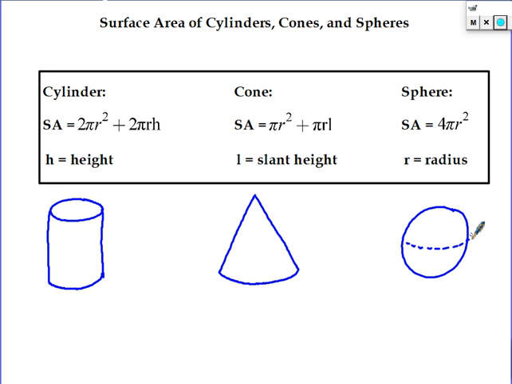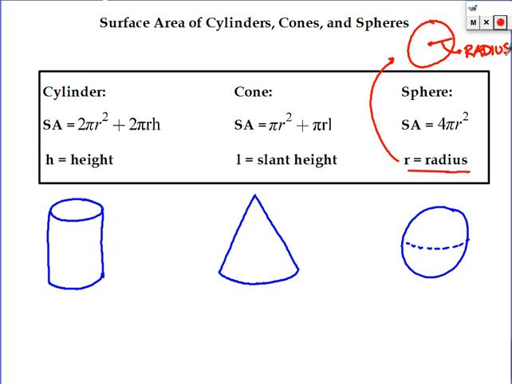Okay, now notice all three formulas have R in them, and that would be your radius. Okay, so we know what the radius is. We know that the radius is half the diameter. So if I had a circle, half of it, that's going to be your radius. And we know that. We've dealt with that before.